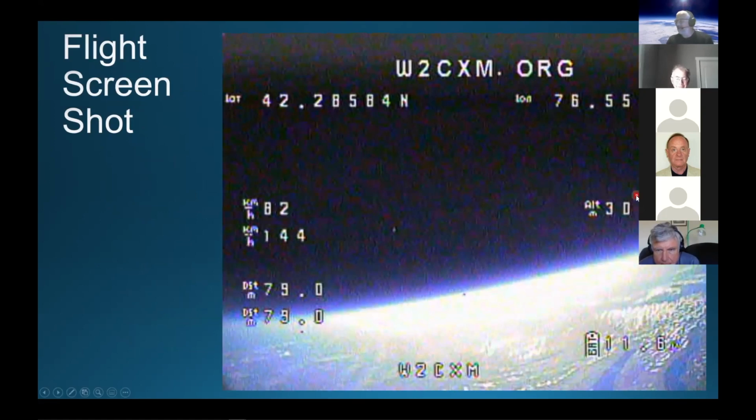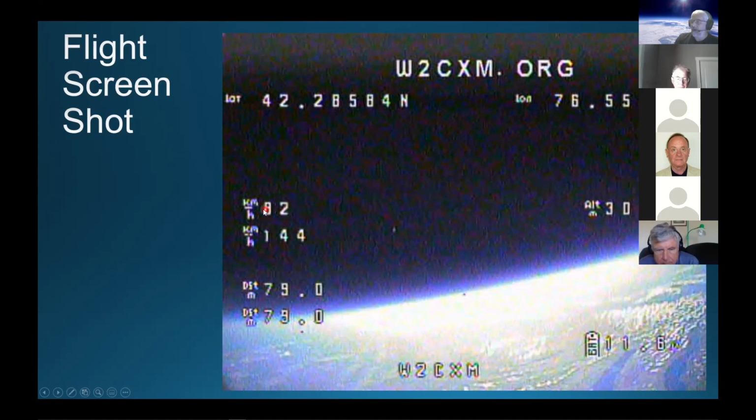And we put the latitude, longitude, the current altitude. Here we're at 30 kilometers, the value of the battery. And it turned out this was horribly calibrated. I did not notice that when we were testing, and needed to correct that, but the batteries held up just fine. It was flashing our call sign down here on occasion.